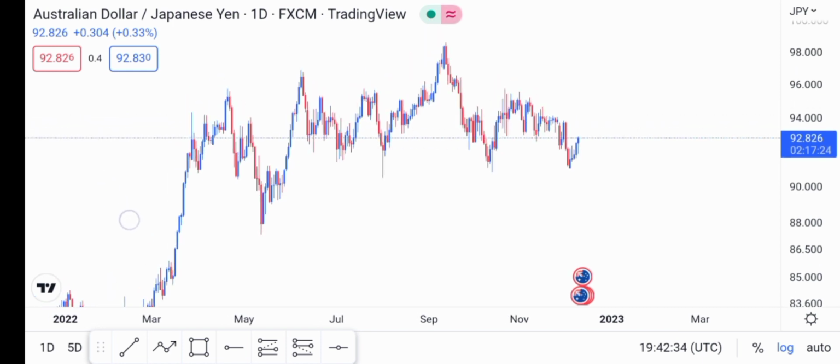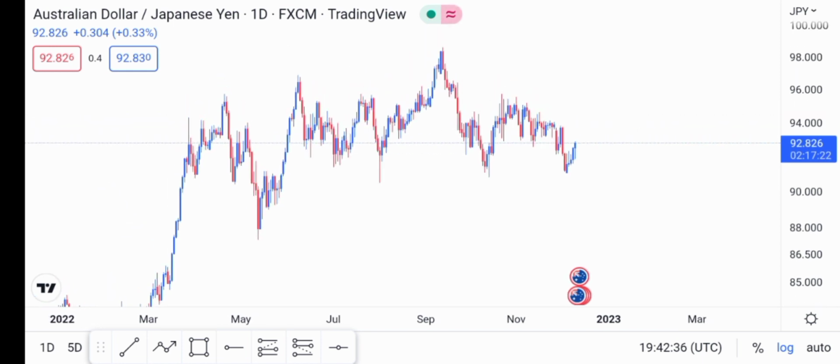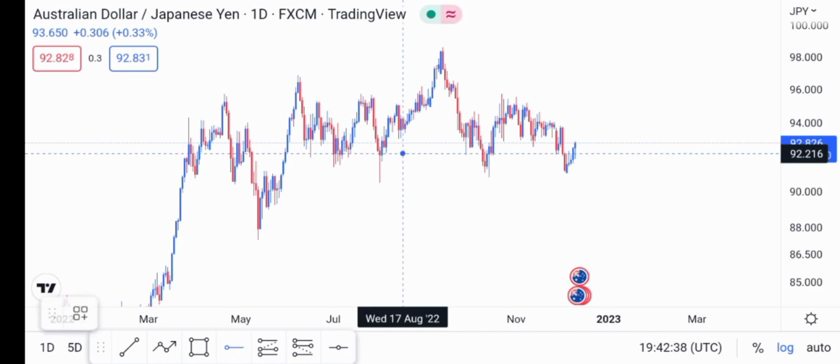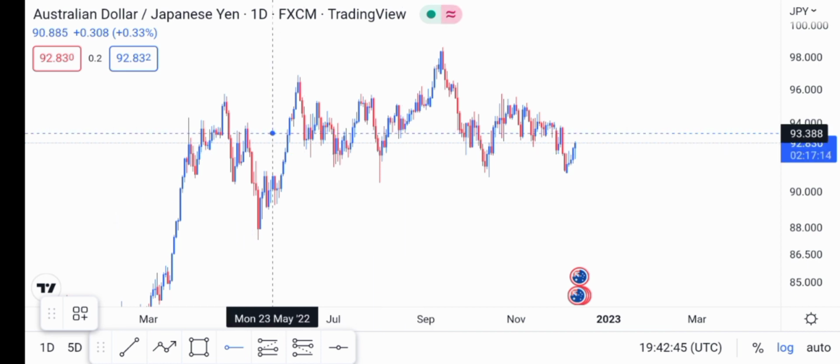Okay, so we are on the daily time frame on AUDJPY. On this analysis, I'm going to be super detailed to show you how to analyze this, so this might be a long video. This is for educational purposes, but if you want to use a signal, you can use it.